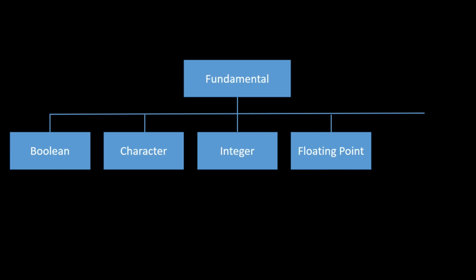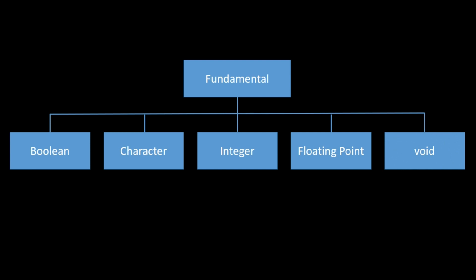We have floating point types, things such as floats and doubles. And believe it or not, there's actually something called a void type. This is technically the type that you return from a function that doesn't return anything. The Boolean, character, and integer types are themselves their own category called the integral types. This actually comes up sometimes, for example, in understanding what you can and cannot use with a switch statement.